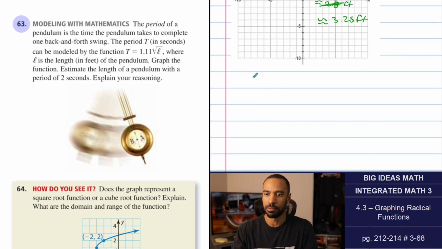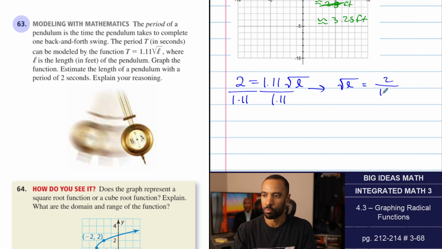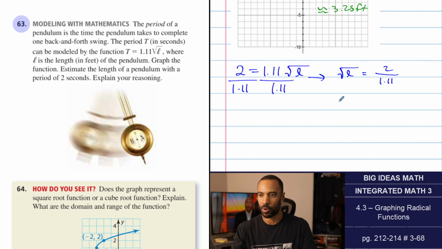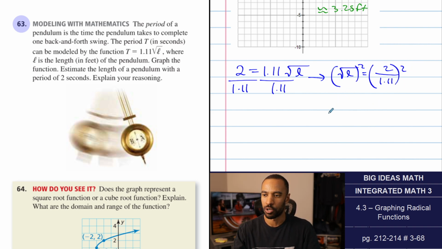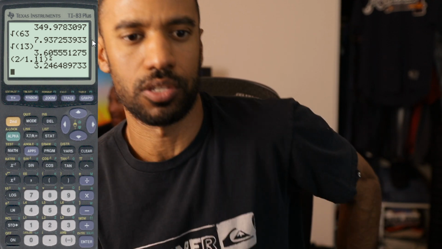We're going to substitute 2 for T. We're going to get 2 equals 1.11 times the square root of L. I wish I read the question a little bit more. I'm going to divide both sides by 1.11. Now it's the square root of L equals 2 over 1.11, which is clearly not an easy number to write. So we've got to square both sides. And we're going to get L equals (2 over 1.11) squared. This is the one we want to calculate. This is where you're going to get a number really close to 3.25. So going back to the calculator, let's do 2 over 1.11 squared. And this number is 3.246. So that's around 3.25, and that's the answer in feet.